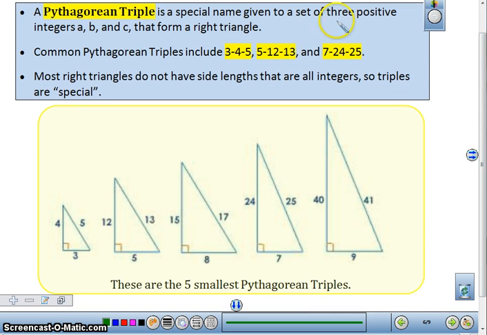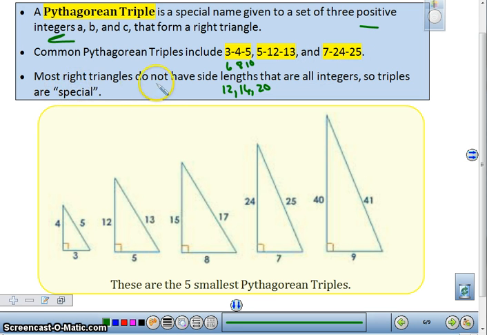Pythagorean triples are going to be special. It's a special name we have for 3 numbers, and it has to be positive integers: A, B, and C. The easiest one is 3, 4, 5, and then any multiples of that. So you could have 6, 8, 10. If you're multiplying by 4, you could have 12, 16, and 20. 5, 12, 13, 7, 24, 25. These are the 3 smallest ones that we think of.